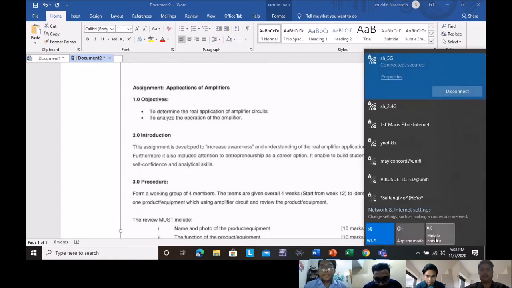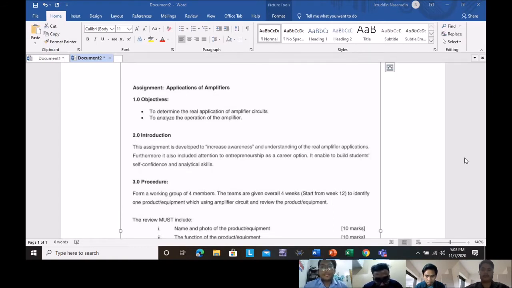Today, we would like to talk about the application of the amplifier. We are given the task to find the application of the amplifier. The objective of this assignment is to determine the real application of the amplifier circuit and to analyze the operation of the amplifier. Now we go on to the first point of the application that we found.